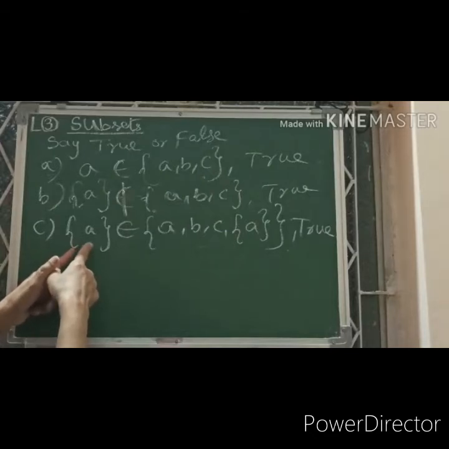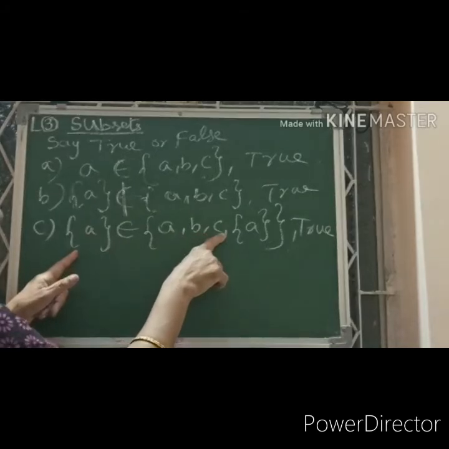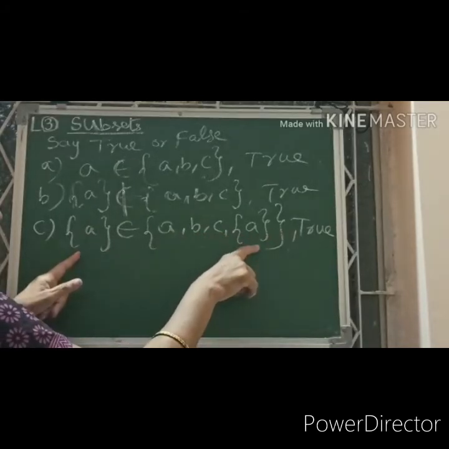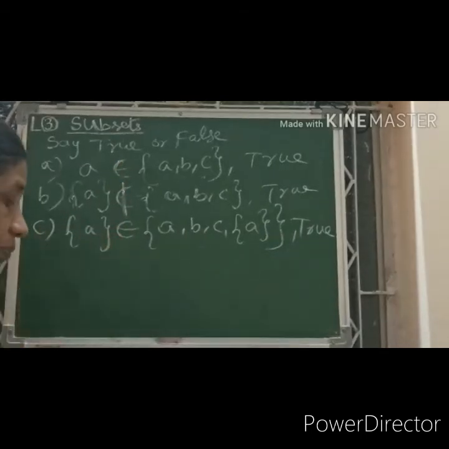Now, element {A} belongs to {A, B, C, {A}}. Why is it true? Because this is there. That's all regarding belongs to. Note it down.